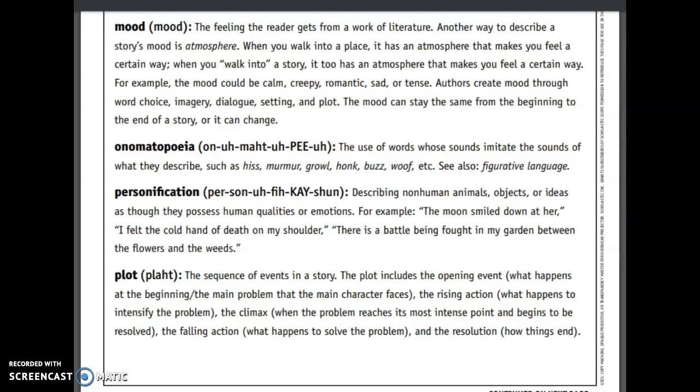For example, the mood could be calm, creepy, romantic, sad, or tense. Authors create mood through word choice, imagery, dialogue, setting, and plot. The mood can stay the same from the beginning to the end of a story, or it can change.